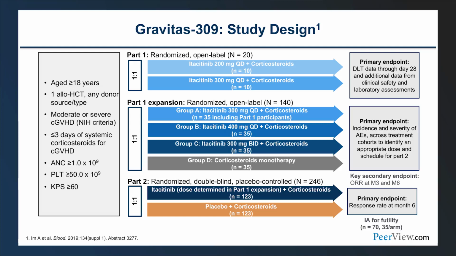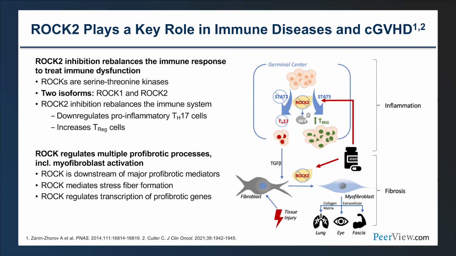This is Itacitinib and the GRAVITAS-309 trial. Itacitinib has slightly more balanced JAK1 and JAK2 inhibition, and this is a 3-part trial with the first 2 parts looking at choosing the correct dose for the randomized phase 3. The second stage, the part 1 expansion, if you will, has now been completed. That data is being analyzed, and we're looking forward to the initiation of the randomized double-blind placebo-controlled part later in 2022. And then finally, we'll move on to ROCK2, which is the newest kid on the block.